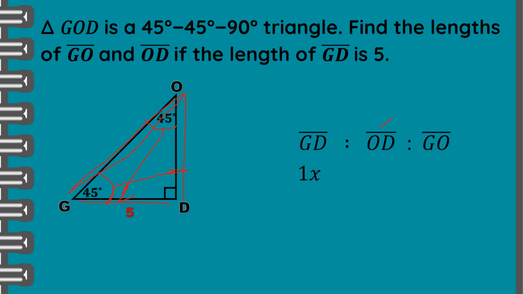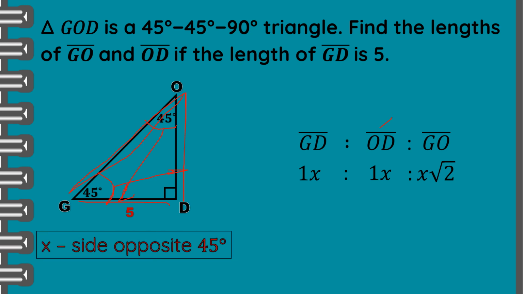We can then have the ratio 1x is to 1x is to x square root of 2. This is based on the 45-45-90 triangle. Please always take note that x is always the side opposite 45 degrees. In the given, segment GD is 5 units and its opposite angle is a 45-degree angle. Therefore, the value of x is equal to 5.